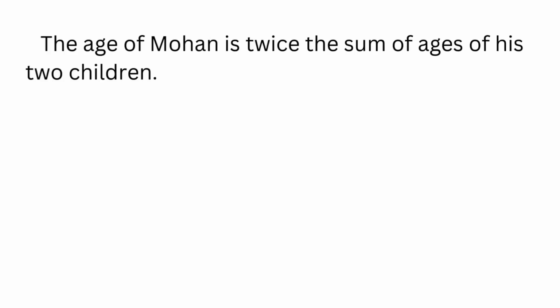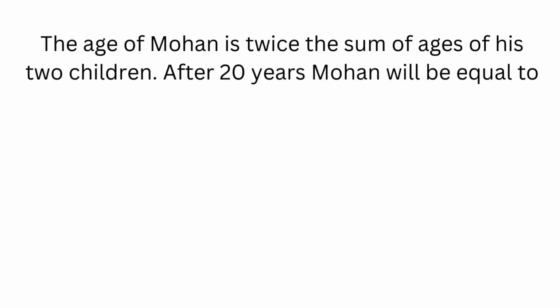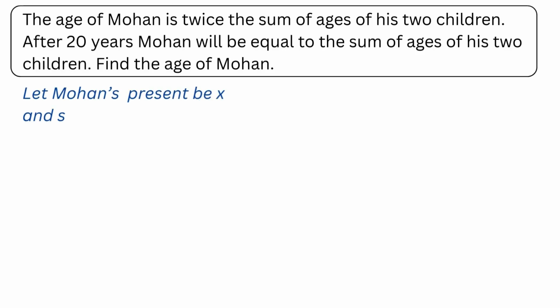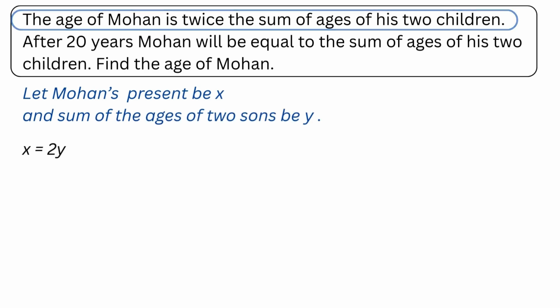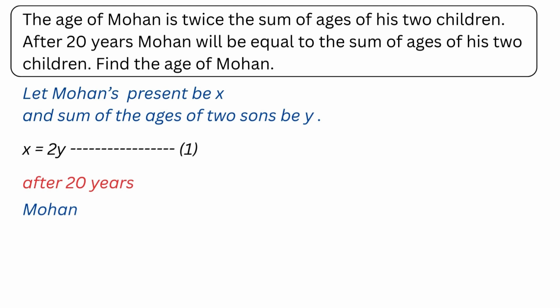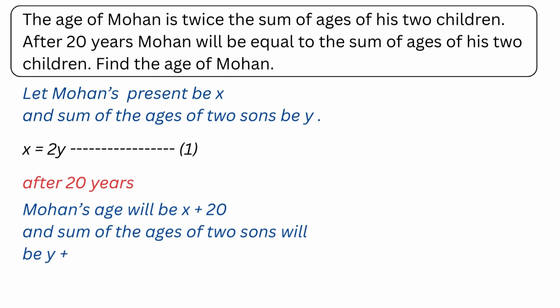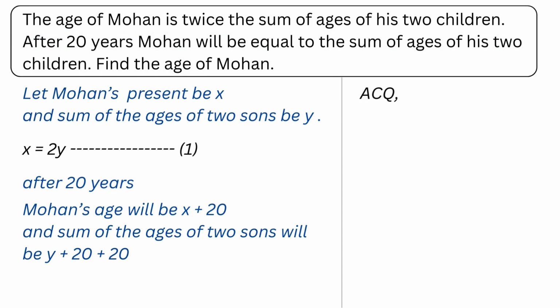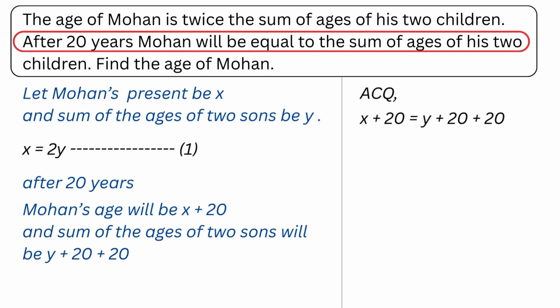The age of Mohan is twice the sum of ages of his two children. After 20 years, Mohan will be equal to sum of ages of his two children. Find the age of Mohan. So let's say Mohan's present age be x and sum of the ages of two children be y. So from here we can say x equals 2y. Now, after 20 years, Mohan's age will be x plus 20 and sum of the ages of the two sons will be y plus 20 plus 20. Now, according to the question, we can say that x plus 20 equals y plus 20 plus 20.